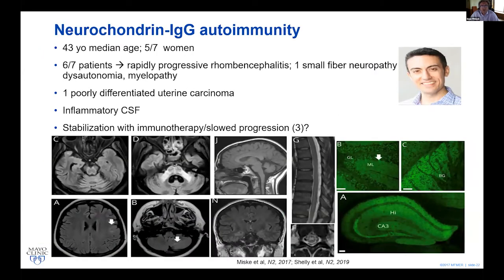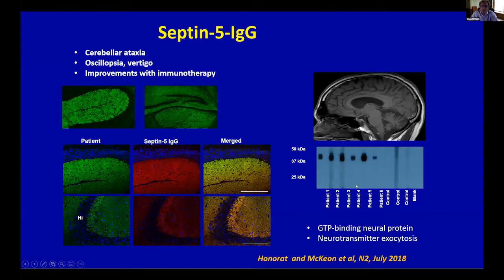This is another one, neurochondrin immunoglobulin. These patients can have rapidly progressive rhombencephalitis. They may have underlying malignancy. We don't have enough patients yet to know whether there is a definitive association with tumor. But you can see what we see on tissue, this beautiful staining pattern of the hippocampus, the basal ganglia, and the cerebellum. And this is another new antibody called septin-5, which again causes ataxia. You can see again the staining pattern.